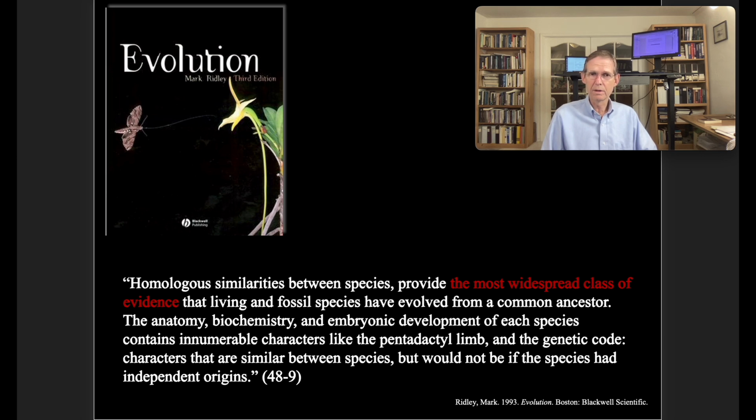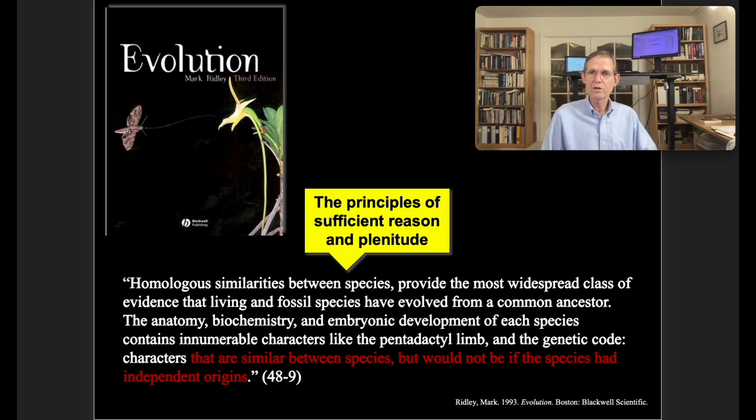powerful by far, that living and fossil species have evolved from a common ancestor. The anatomy, biochemistry, and embryonic development of each species contains innumerable characters like the pentadactyl limb and the genetic code, characters that are similar between species but would not be if the species had independent origins. This is a very powerful and, as Ridley says, widespread argument. It's in his chapter on the evidences for evolution. All of this is underwritten by the centuries-old principles of sufficient reason and principle of plenitude.